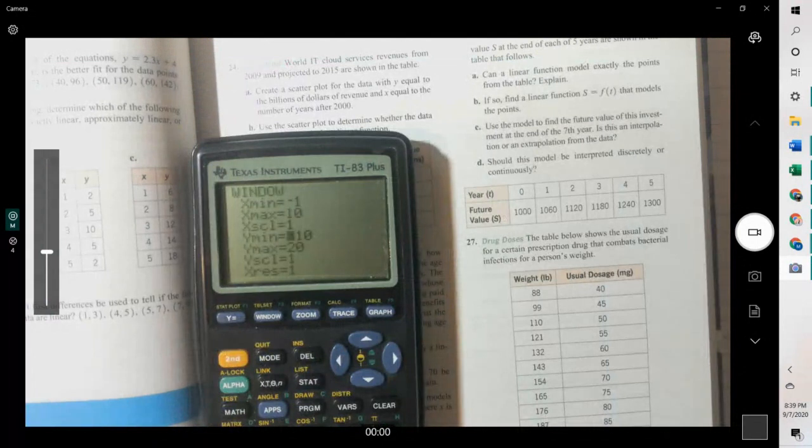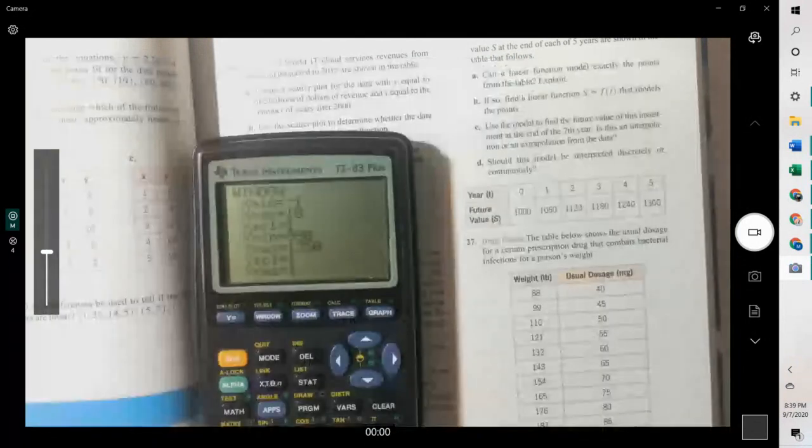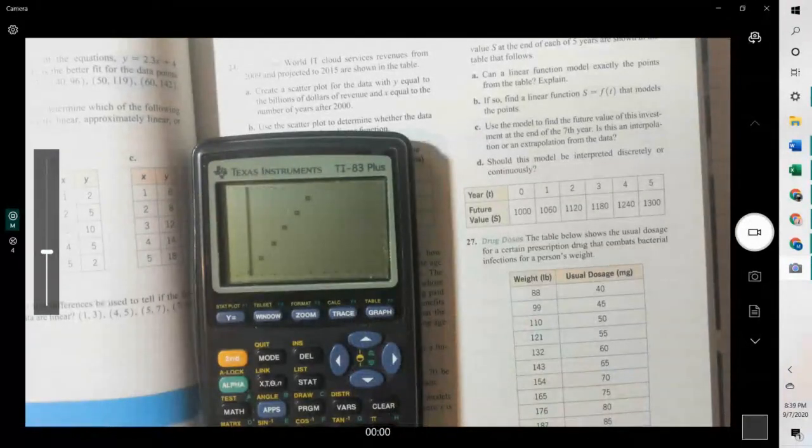Now, if you just want that, you can. Or if you want the axis, you could go with -1. But for 1,000, I'm going to go at 990 for my low value, and then 1,350. So you want to go a little larger than what your values are. And then I'm going to graph it. There's my line. Notice they all fall in a straight line. Since they are all in a straight line, it will be an exact model.